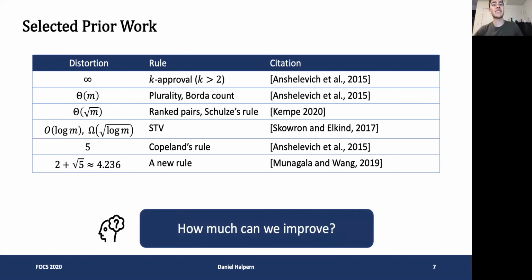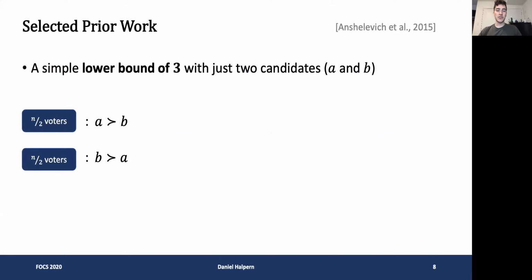So an obvious next question then is, how much can we improve? And by now I'm sure you're wondering what a lower bound is. So again, in the original paper, Anshelevich et al. showed a very simple lower bound of 3. And this is actually the best one we know. And it's pretty simple, so I'll show it here.